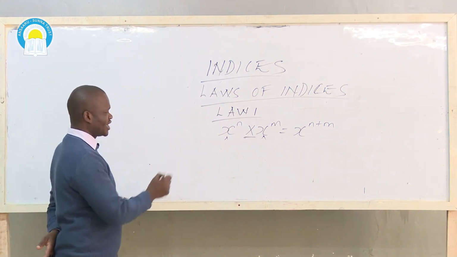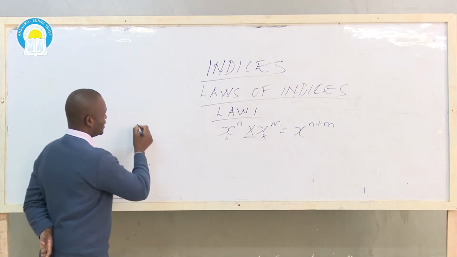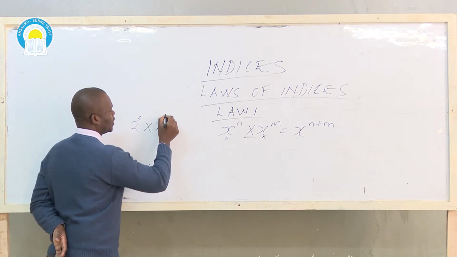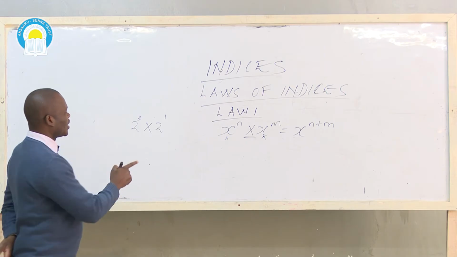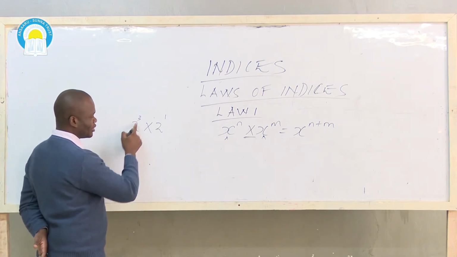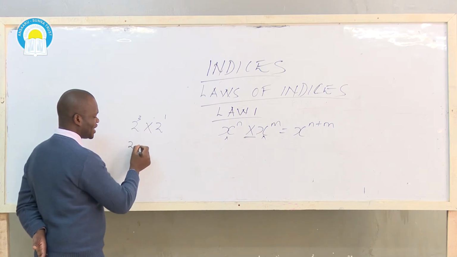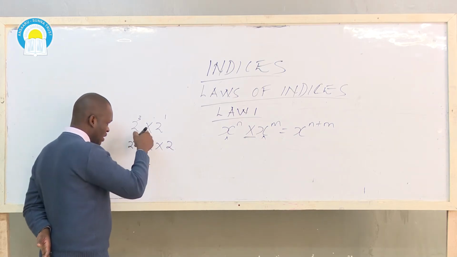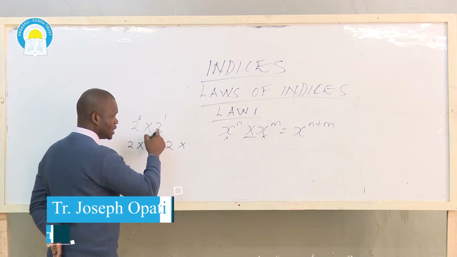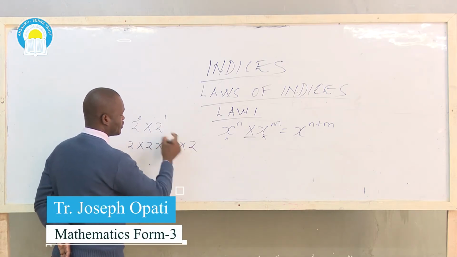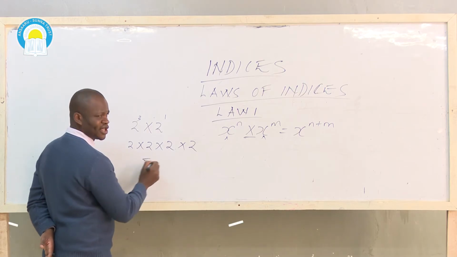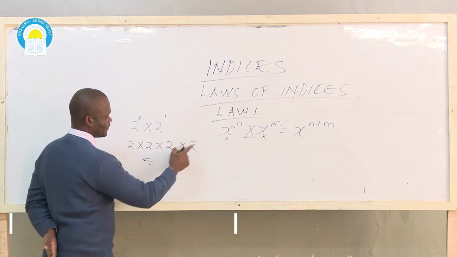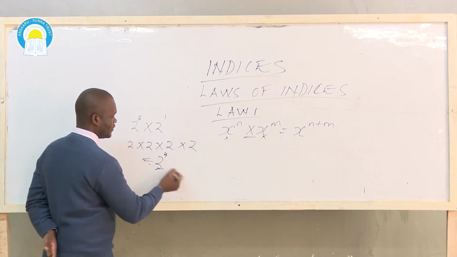A simple illustration before I give an example. We have 2 power 3 times 2 power 1. Now, what is the implication of 2 power 3? We are saying we are multiplying 2 by itself 3 times. Then we have our times there. Then we have 2, of course, power 1. In overall, we have 2 by itself how many times? 1, 2, 3, 4. We get 2 by itself 4 times.